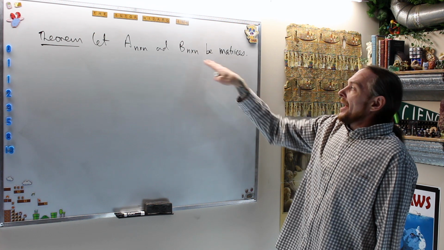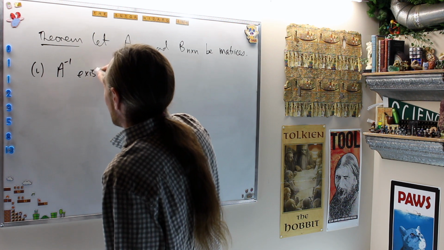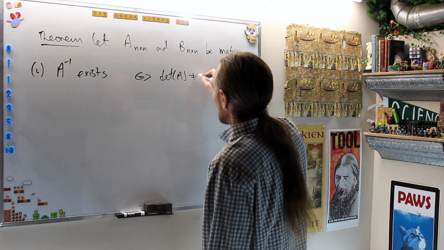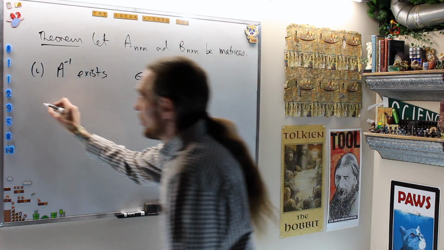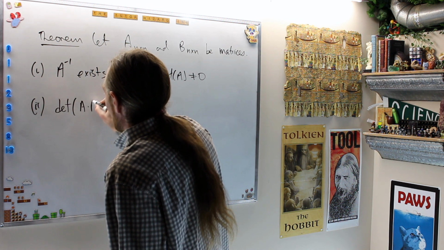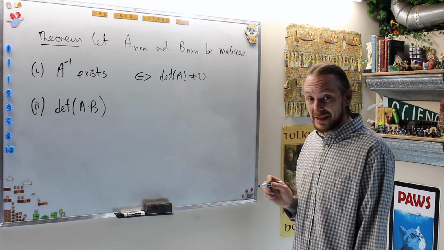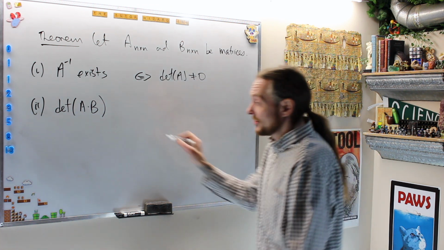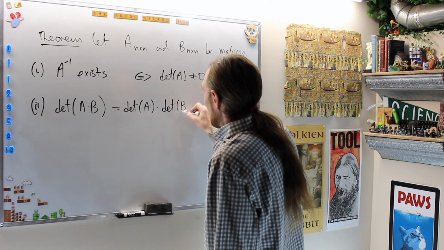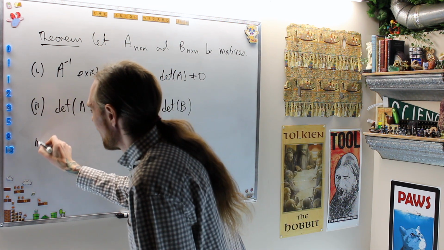Let A and B be n by n matrices. 1. A minus 1 exists. So A is invertible if and only if the determinant of A is not 0. 2. The determinant of A times B. Again, we have to use a bunch of elementary matrices, and this takes a lot of work to actually prove this, but magically it is true, is the determinant of A times the determinant of B.